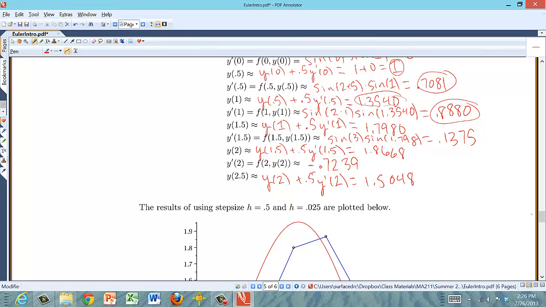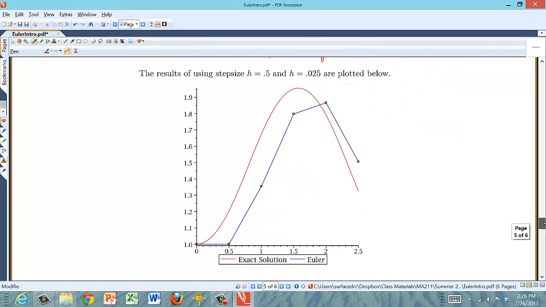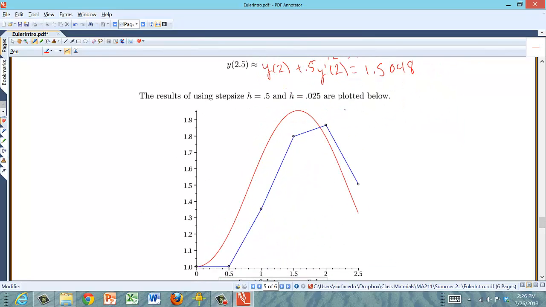Alright, so I've plotted those results. Here we actually have the true solution. You can actually solve that ODE. It's separable. It's sort of messy, but you can do it. So that's the true solution, and here I've plotted the approximation using Euler's method. And you see, well, no, it's not exactly right on, but it's not terrible either. It gets the general behavior of our solution about right.